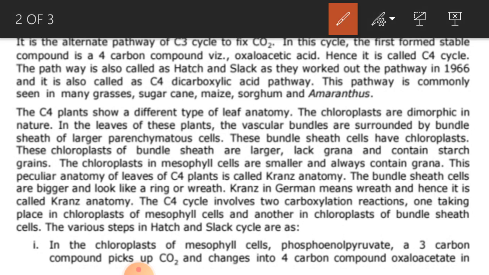Dear students, you know that the first product of this pathway is oxaloacetic acid. So it is called the C4 cycle. The pathway is also called the Hatch and Slack pathway, as these two scientists worked on this pathway in 1966. It is also called the C4 dicarboxylic acid pathway.